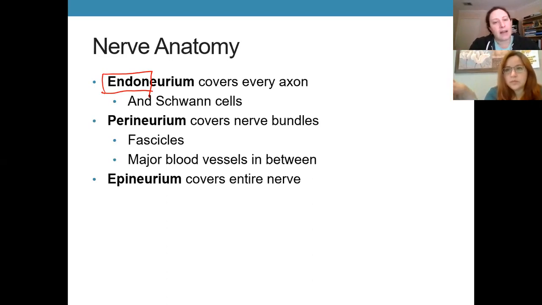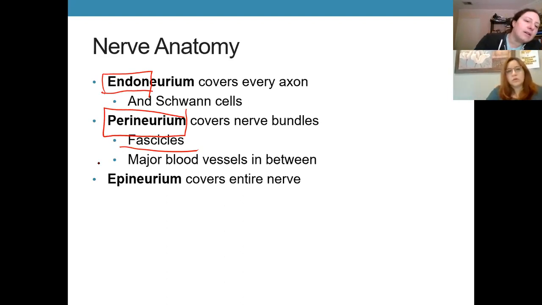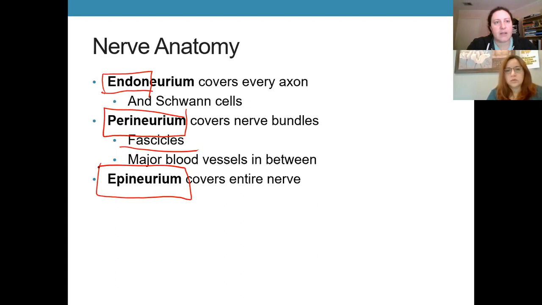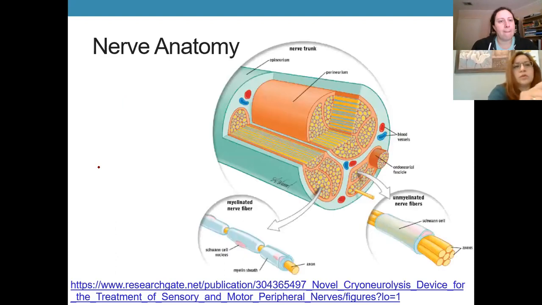And then the axons are actually divided into fascicles within the nerve. And so each fascicle is bundled by a connective tissue perineurium. And the largest blood vessels inside the nerve are going to run in the perineurium in between the fascicles, and then branch into tiny blood vessels to each axon. And then the entire nerve is going to be bundled in an epineurium, a nice dense connective tissue that keeps the whole thing together and helps protect all the axons from external damage.